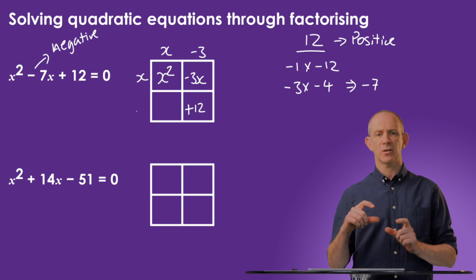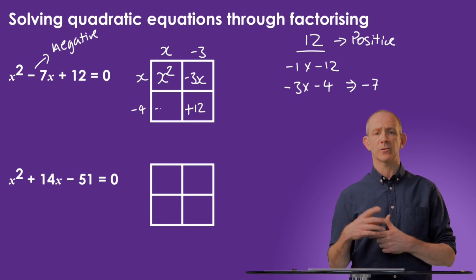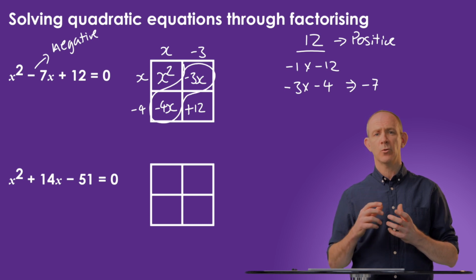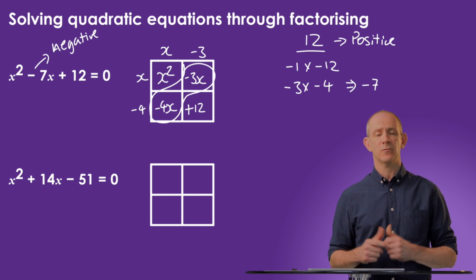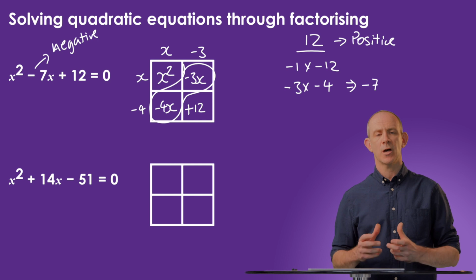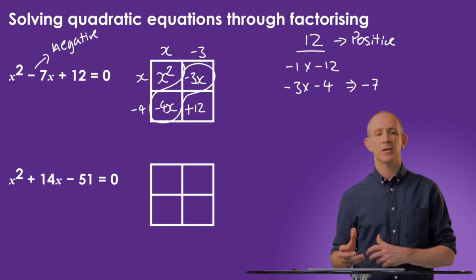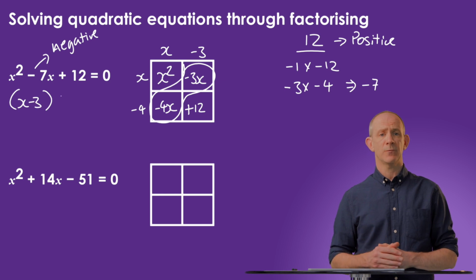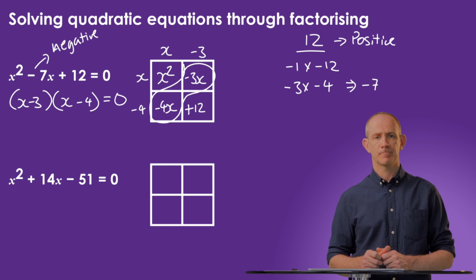And we can double check this by multiplying the grid to get minus 3x and minus 4x. If we draw that peanut around them, we're going to get that b coefficient of negative 7x. So we know our answers are right. We can now put this into brackets, and we get x minus 3 in the first bracket, and in the second bracket, x minus 4.